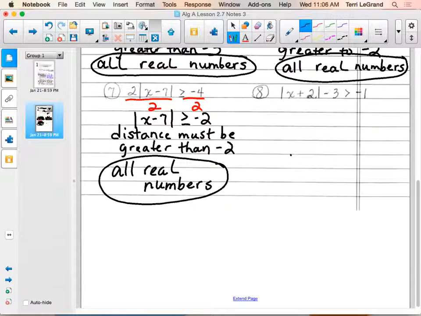Okay, and number 8. First problem, number 8, Aurora. Okay, add 3 to both sides. Got to get that absolute value expression by itself. The absolute value of x plus 2 is greater than 2.